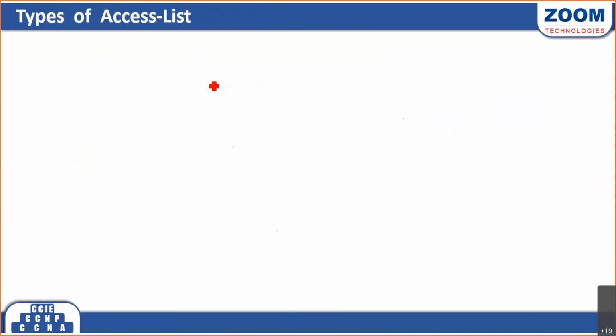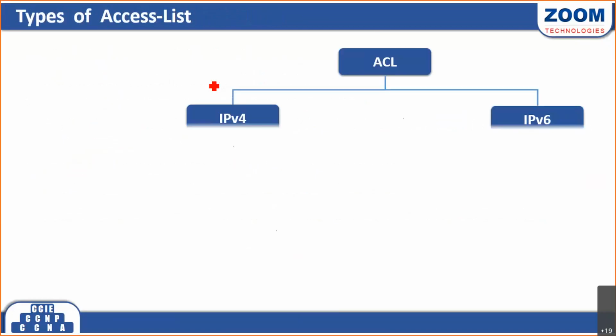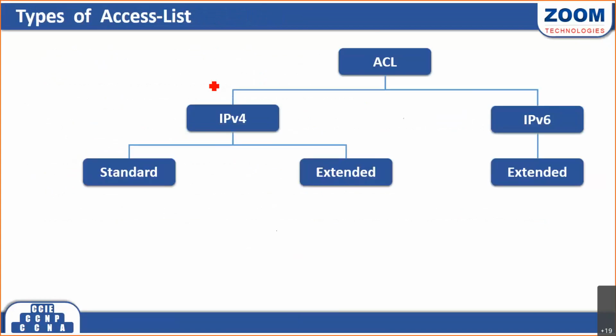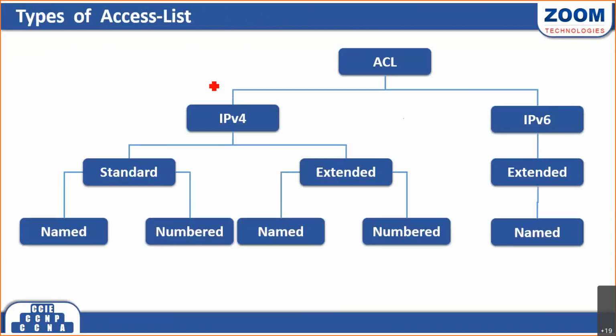Now, types of ACLs. IPv4, IPv6. In IPv4, we have standard and extended ACLs. In standard, we have named ACL and numbered ACL. These are the types of ACLs. So first, let me explain clearly what is the difference between named ACL and numbered ACL.